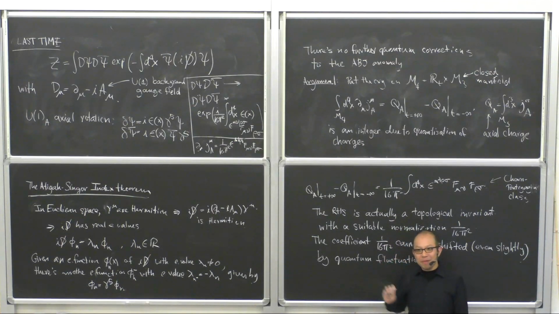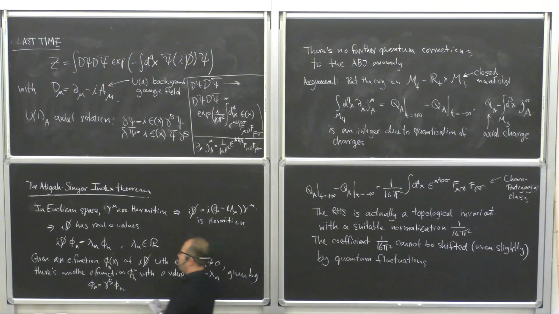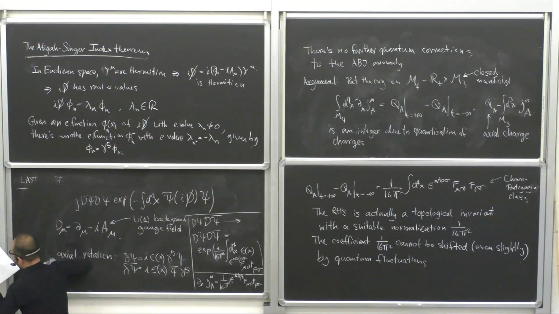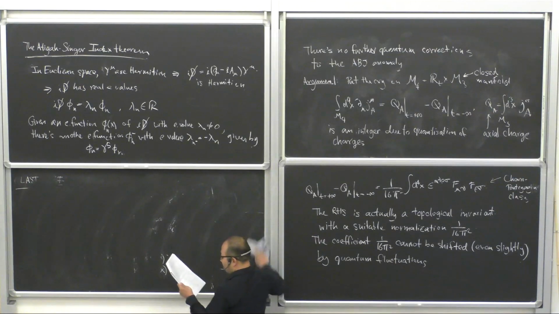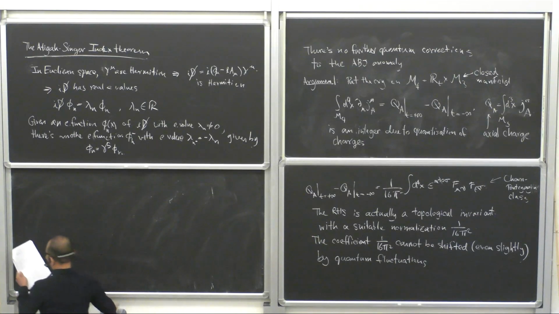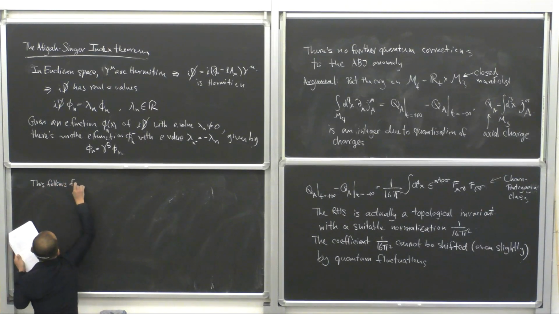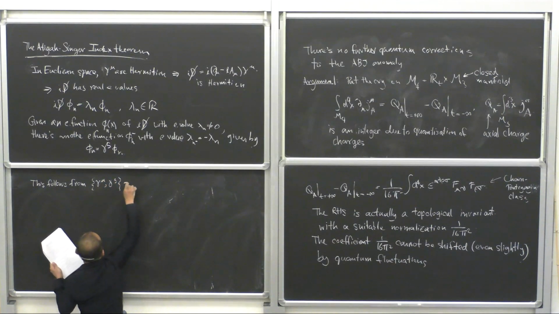Okay, let me state it. It's very easy to show. Let me show this briefly. You just use the anti-commutation relation. So this can be shown like this. This just follows from the fact that gamma mu anti-commutes with gamma 5.